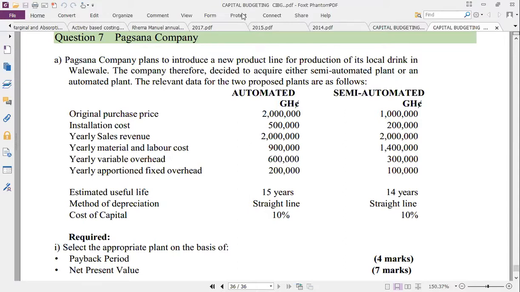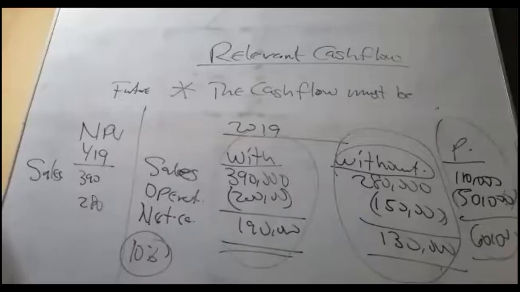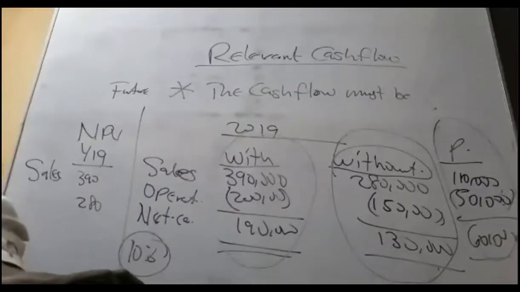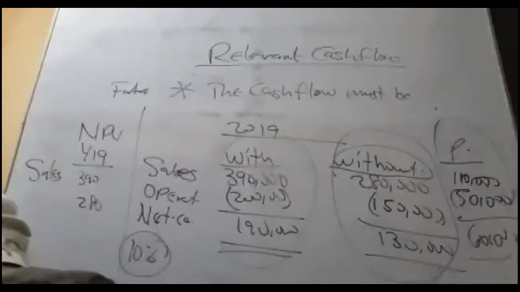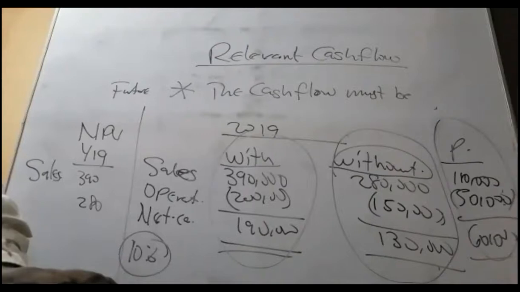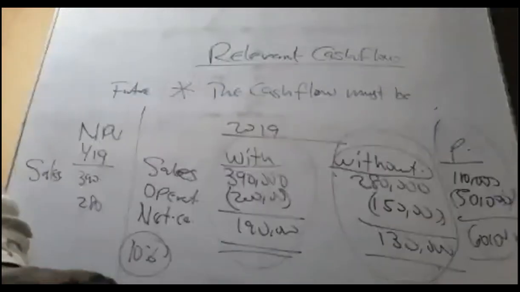Now, we have to look out for the decision rule of NPV. The decision rule of NPV is that you accept the project with positive NPV. If it's a single project, once the NPV is positive, accept. If the NPV is negative, reject. We are done.